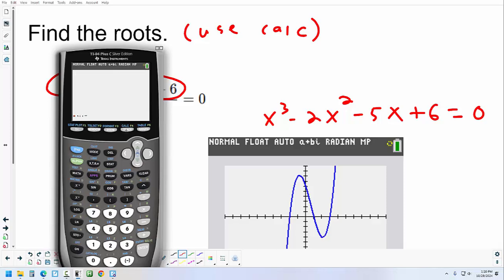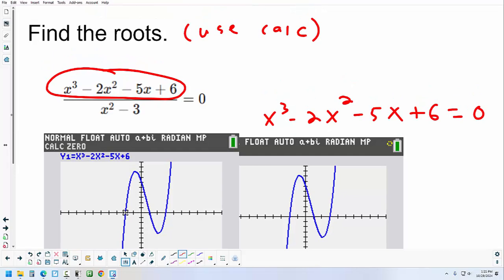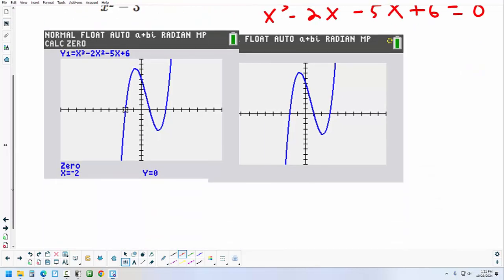So second calc 0. And when it says left bound, that means I'm just going to go to the left of where I think it crosses. Go to the right of where you think it is. And then for the guess, it doesn't matter. You can put the guess wherever you want, just between those dotted lines. And as somebody said earlier, yes, the first answer is -2. Okay, so when we start writing down our answers, we want to make a list of roots off to the side. So -2.